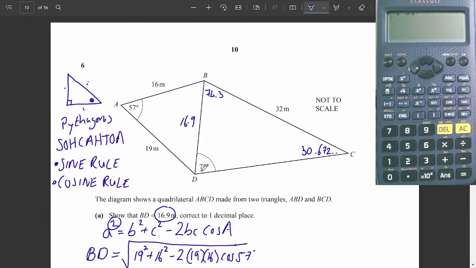Question 6c, find the area of the quadrilateral ABCD. What we recognize here is that we've got two triangles. We need to work out the area of the triangles and add them together. Usually we would use area of a triangle is half base times perpendicular height, but we don't have the perpendicular height here, so we're going to use the other formula, which is half AB sin C. So let's start with the triangle ABD, and we're going to write that down.